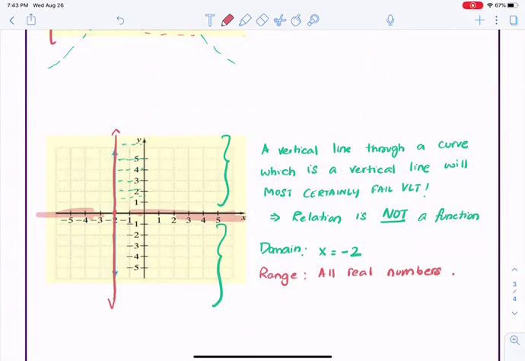And that is how we determine if something is a relation, a function or not.